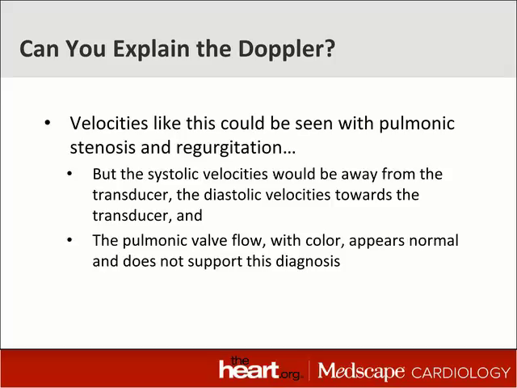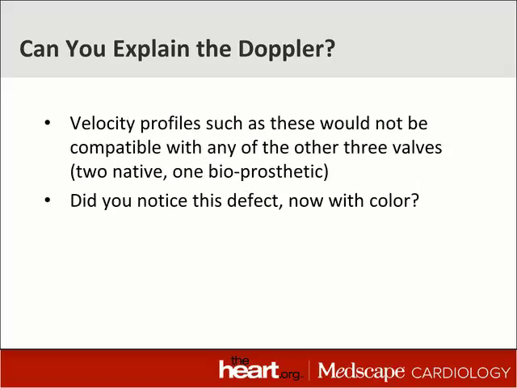If there were PS and PI, first of all, we would see it on the color Doppler. There was really no turbulence to the pulmonic valve. The pulmonic valve opens up nicely. But second, pulmonic stenosis would be going away from the transducer, and pulmonic insufficiency would be going towards the transducer, and that's not happening here. So that doesn't make sense. And then, of course, as I said, the pulmonic valve looks normal on the 2D imaging. So what else could this be?